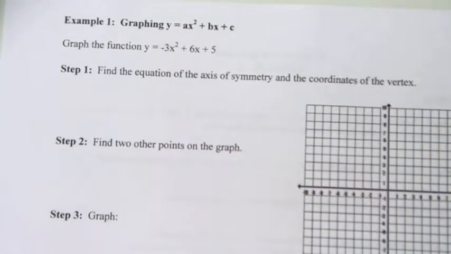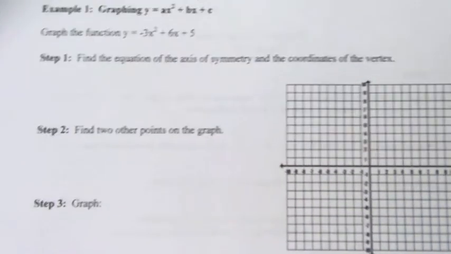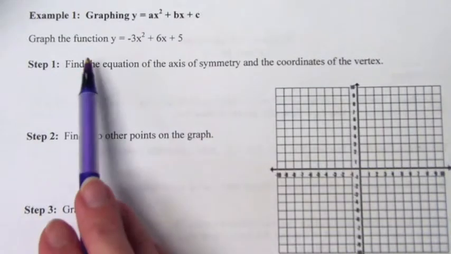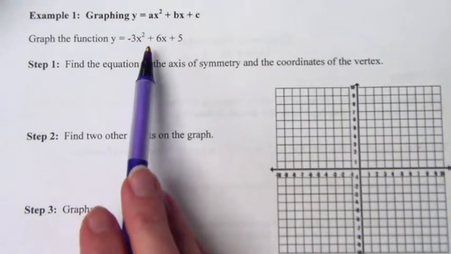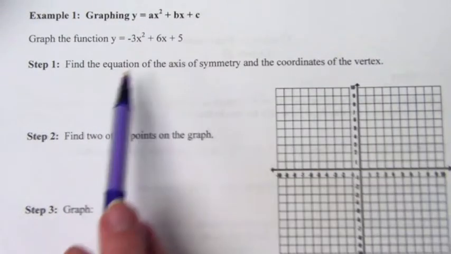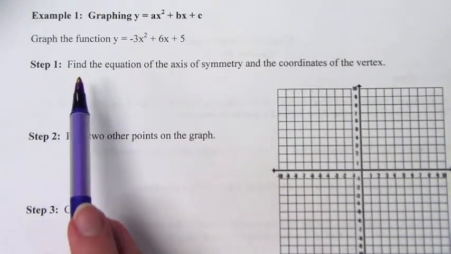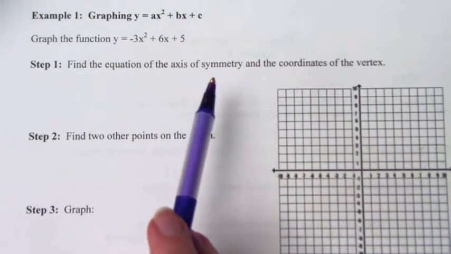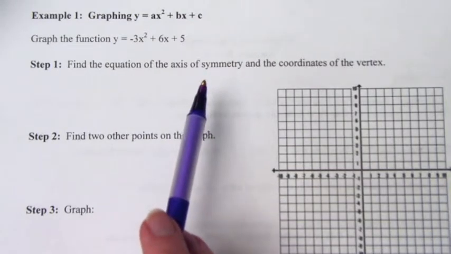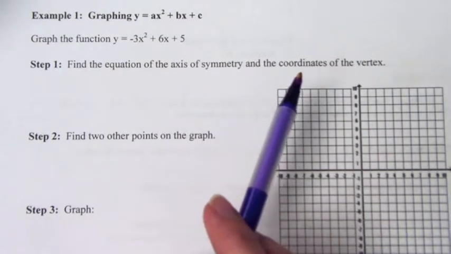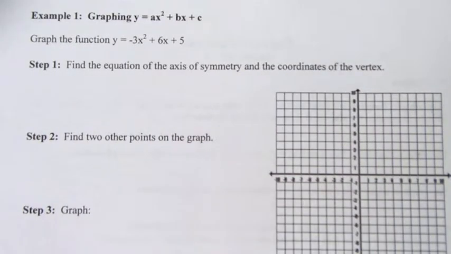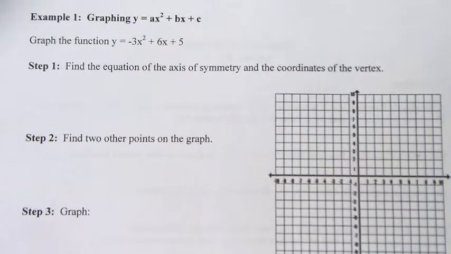So first, we want to graph the function y equals negative 3x squared plus 6x plus 5. Step one is finding two things. Find the equation of the axis of symmetry. That's what we're going to do first. Then the coordinates of the vertex. The vertex is always on your axis of symmetry. So once we find the x, then we can find the y. So let me just show you how to do this.